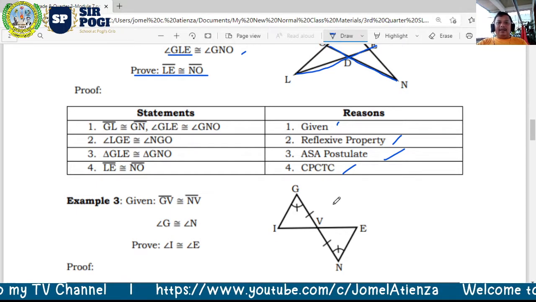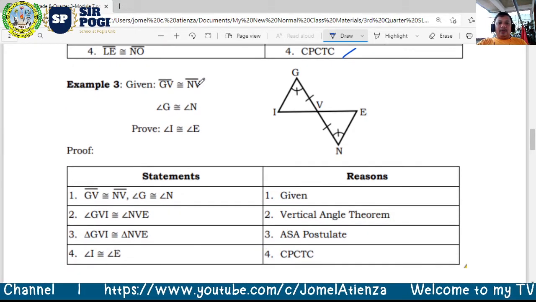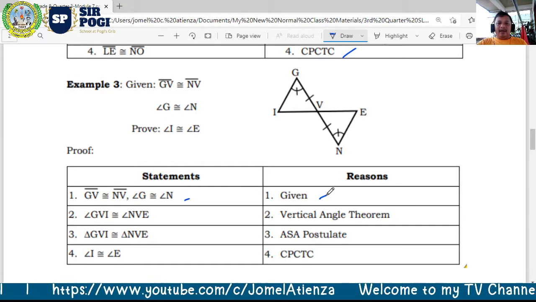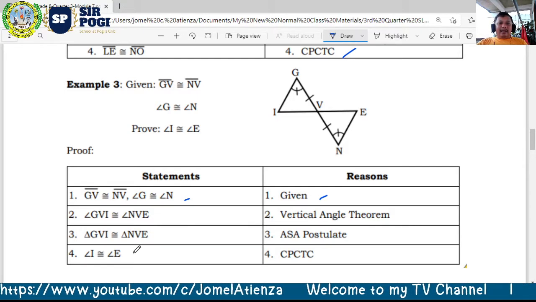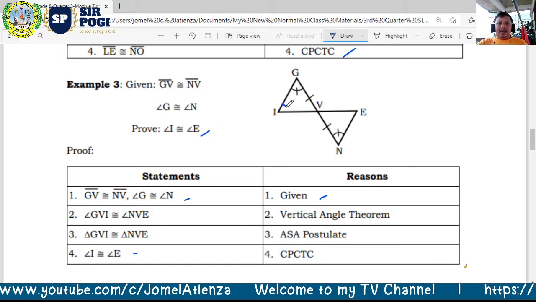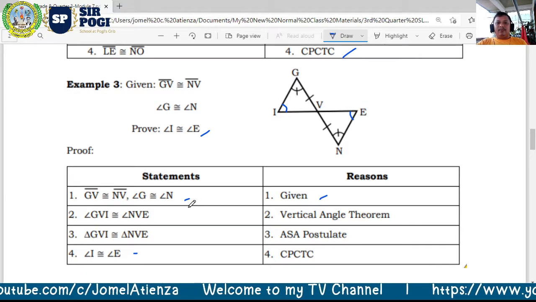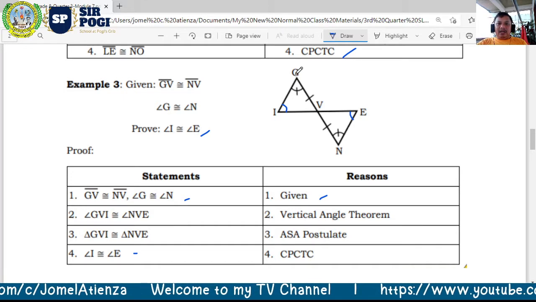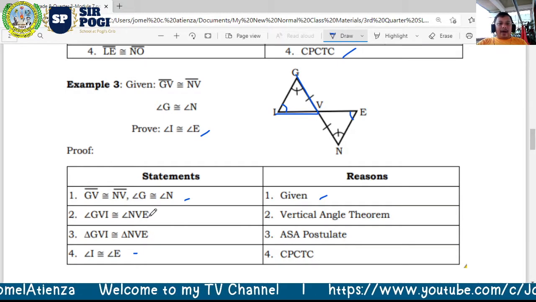Okay? Another example. So, given is segment GB is congruent to NB and angle G is congruent to angle N. So, that is given. And then, we are going to prove that angle I is congruent to angle E. So, ito yung angle I which is congruent daw to angle E. So, let us prove this one. So, angle GBI is congruent to NBE.